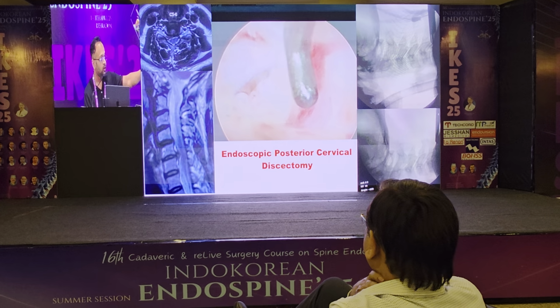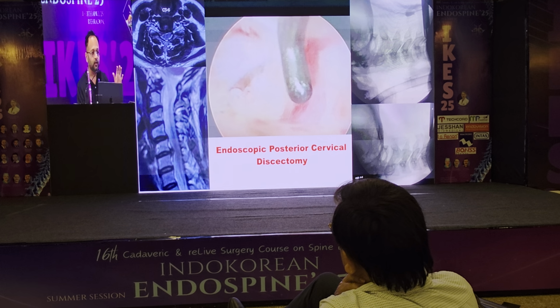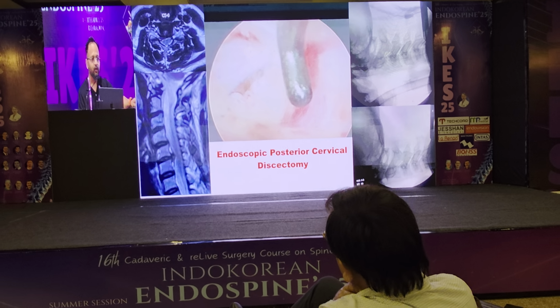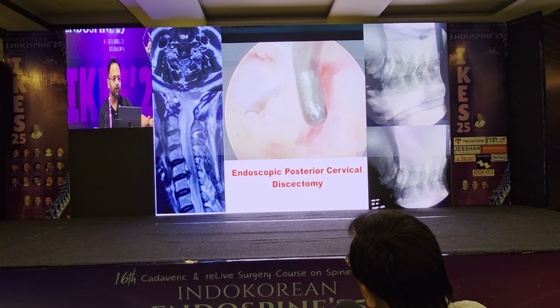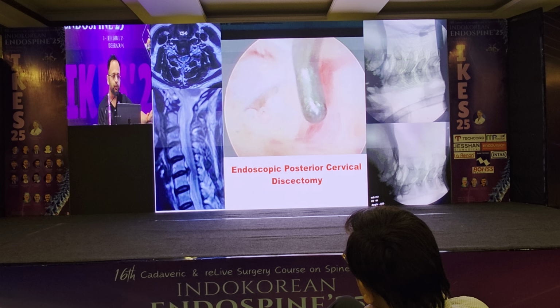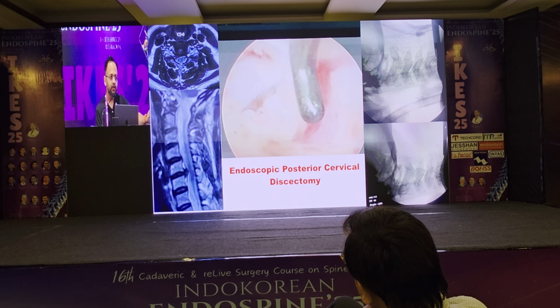The dorsal and the ventral. The dorsal decreases the sensory, the numbness. The ventral, where the disc herniation is giving compression, decreases the pain, or the motor aspect. So decompressing both sides of the nerve root will give this edge.